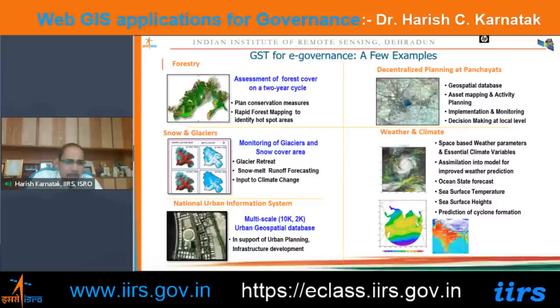So then they also provide rapid forest mapping plus identification of the hotspot areas by using this concept of online GIS or geospatial technology. In the snow and glaciers, monitoring of the glacier and snow cover areas is another very, very important activity.